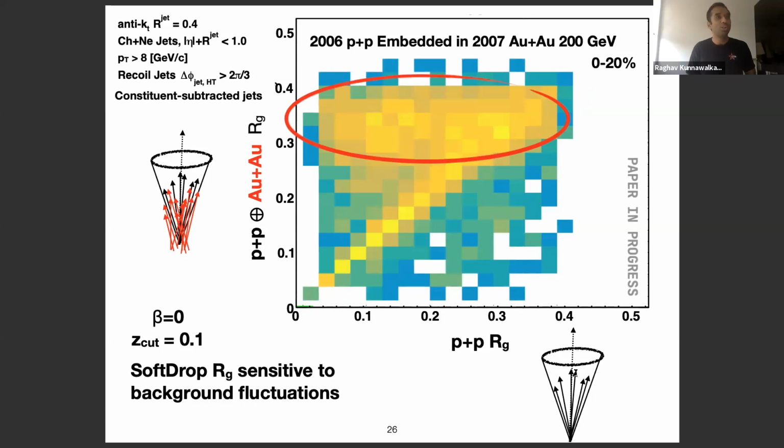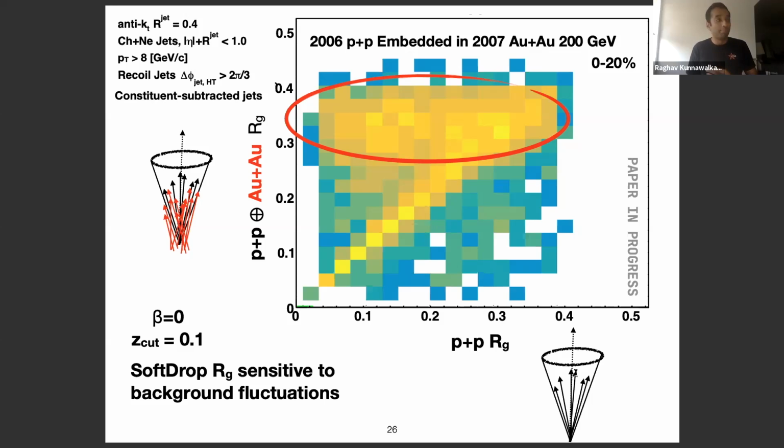So if you just take your soft drop RG that I showed you earlier, where we made the measurement, you see this kind of diagonal structure, but then you also see this huge off-diagonal element, right? That essentially tells you that if I select in gold-gold a value of my RG, I cannot know for sure if this came from the jet itself or from the background. But the key point here is the Z cut is 0.1.